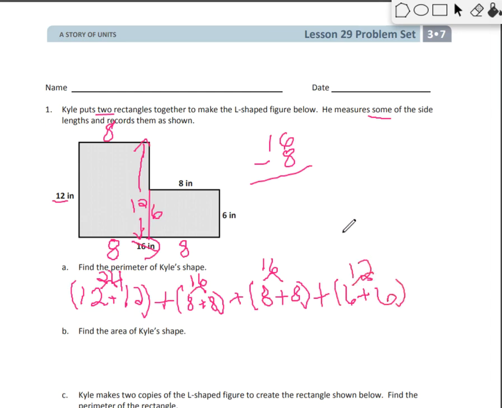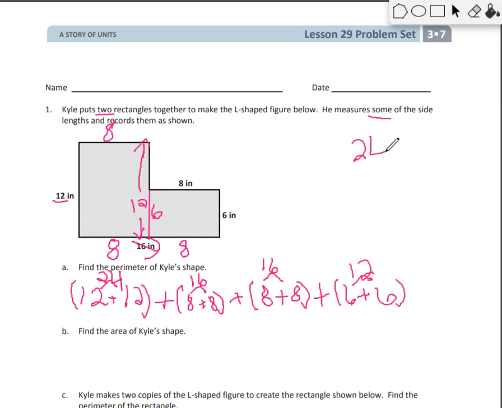Now I need to combine. So let's see here. I'm going to combine my 16 and my 16. And I'm just going to use this space off to the side for my work, because here we've got quite a few numbers to deal with. If you are able to go ahead and do this big string and you feel comfortable with doing 4 numbers all together, go for it. If you do not feel comfortable with that, here's a strategy for it.